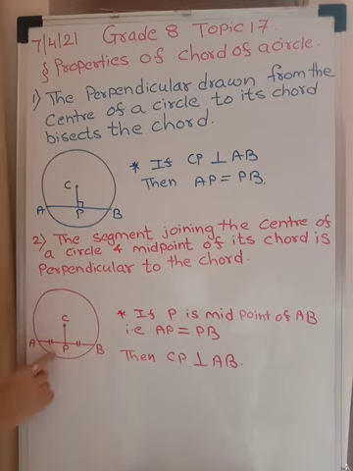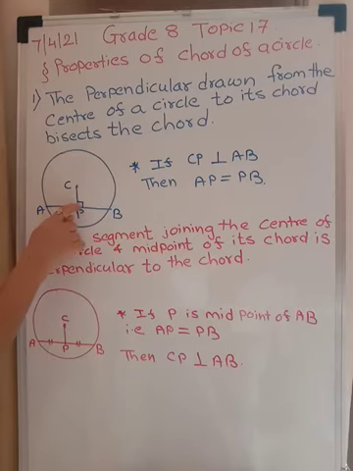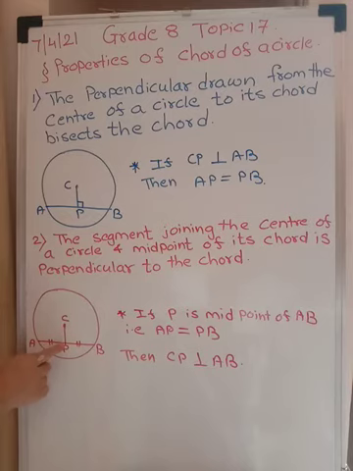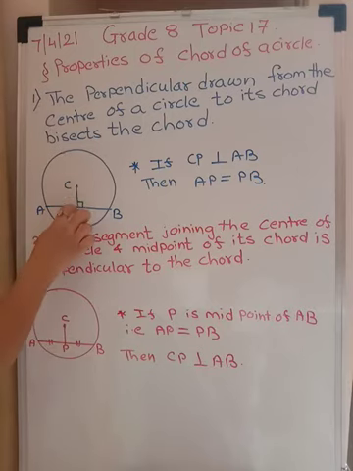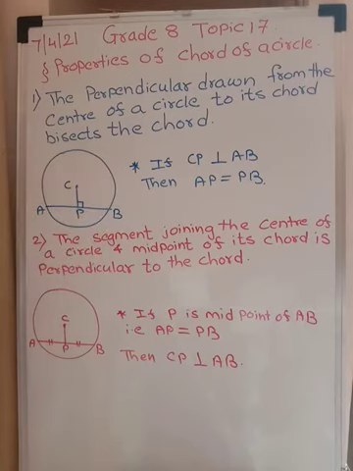Now here midpoint is given and here perpendicular is given. So if P is the midpoint of a chord and a segment is joining this midpoint with the center, then this segment automatically becomes perpendicular. Listen carefully. The segment joining the center of a circle and the midpoint of its chord is perpendicular to the chord. Here perpendicular is given, so it is bisecting the chord. Here the midpoint is given and therefore this line becomes perpendicular.